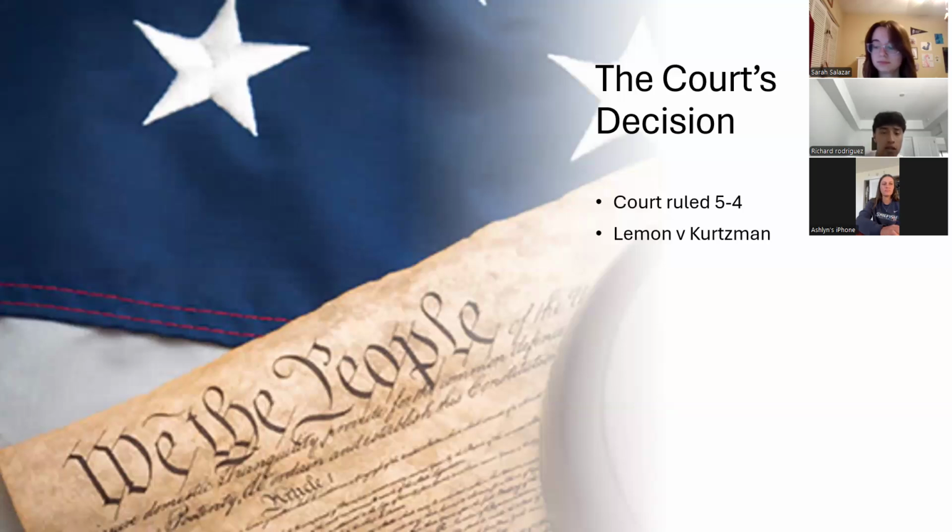To help make this decision, the court used something called the Lemon Test from a case back in 1971. The test helps the court decide if a law involving religion is okay under the Constitution. The test had three parts. First, the law must have a non-religious reason. Second, it cannot support or hurt any religion. Third, it should not get the government too involved in religion.